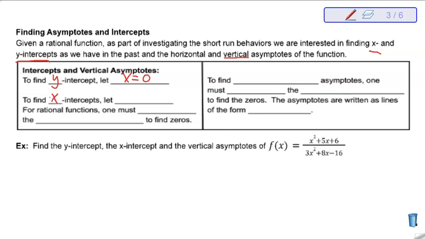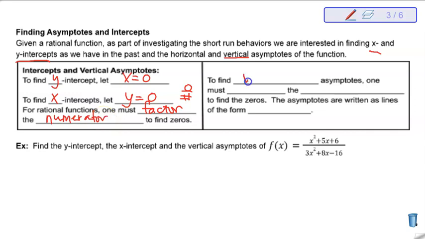If we want to find an x-intercept, that means we have to let y equal 0. And for a function that is a fraction, for it to equal 0, that 0 must be in the top. So we have to factor the numerator to find the zeros. Okay?